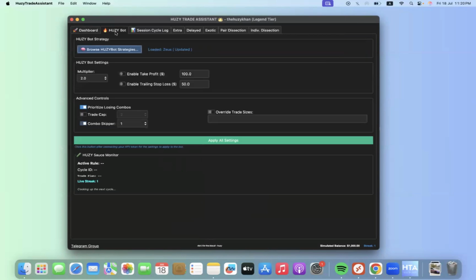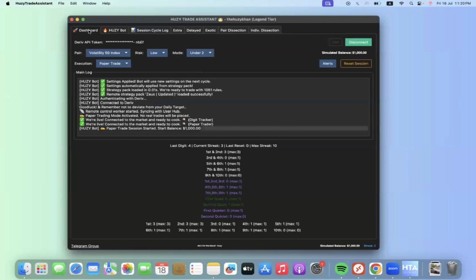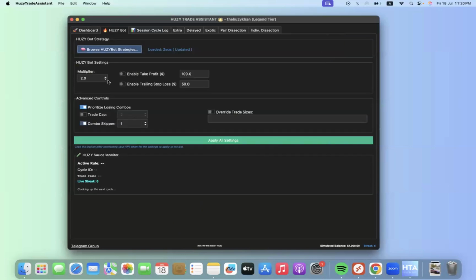The only thing you should be concerned about is that your strategy packs are loaded up. I've done that for you, so you're getting the best of the best. So now, coming over to the driver's seat. First of all, ensure everything's connected. Head over to the Huzy bot, and over here you are going to click on the apply all settings button once again, just to be sure, because it enables our ghosting protocol, which we are also going to talk about. And over here is one of the most important things that you need to understand, the multiplier.